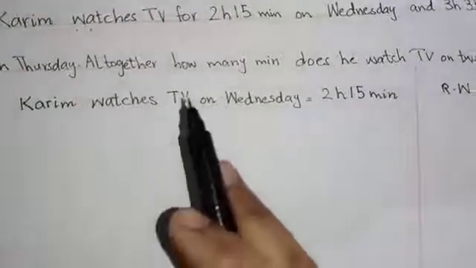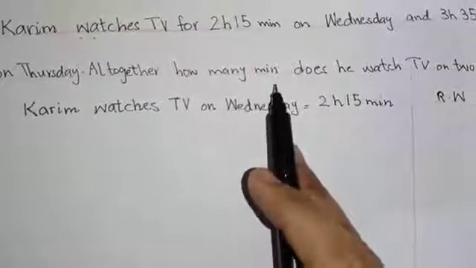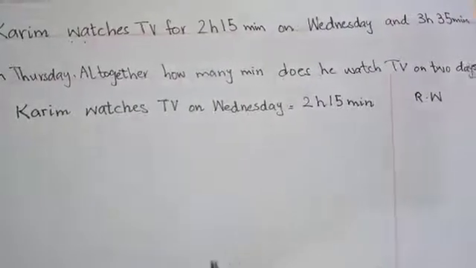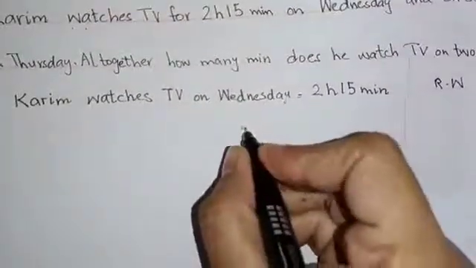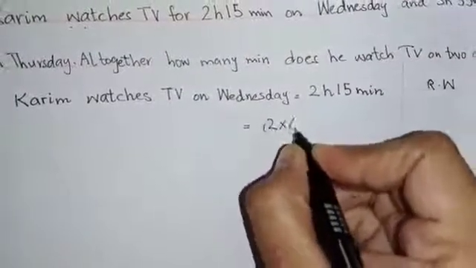Students, look at this. Altogether, how many minutes? What they are asking in the question is how many total minutes. First of all, we will convert this hour into minutes. As you know, students, in 1 hour there are 60 minutes. So we multiply 2 with 60.